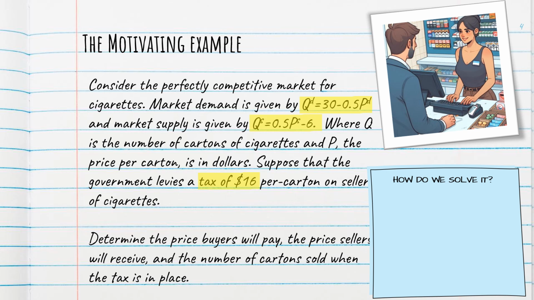How do we go about solving this question? We need to make sure that we use the tax wedge condition, which tells us that the price that sellers receive is the price buyers pay minus the tax. In addition to this tax wedge condition, we also have a market clearing condition, which is that the quantity supplied at the seller price has to equal the quantity demanded at the buyer price.